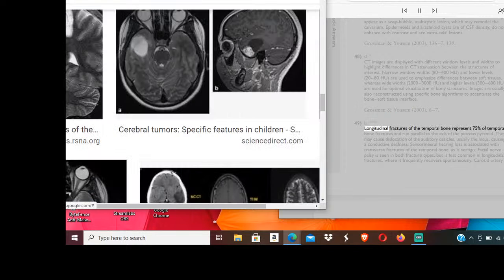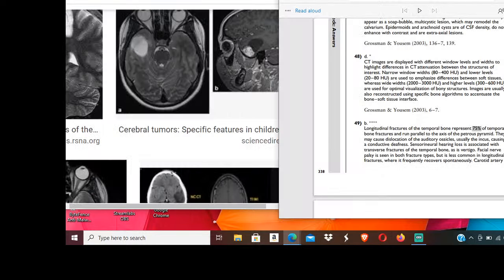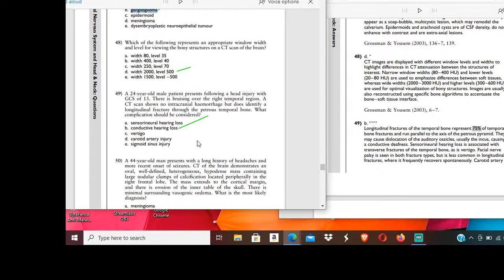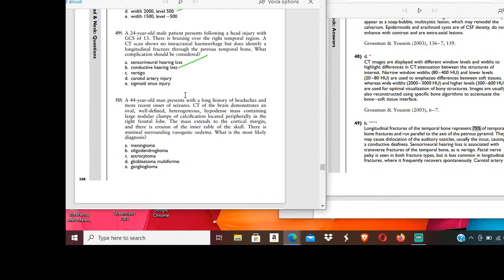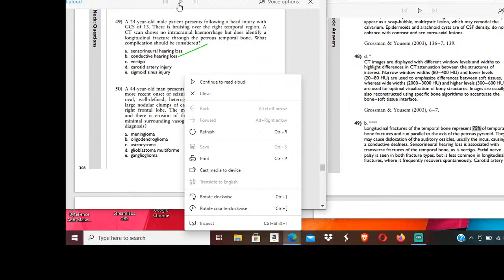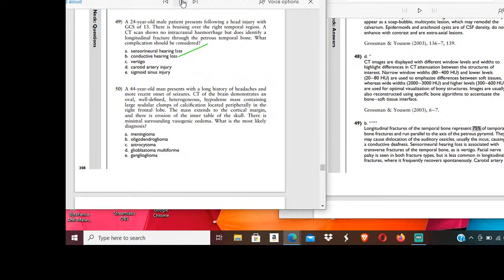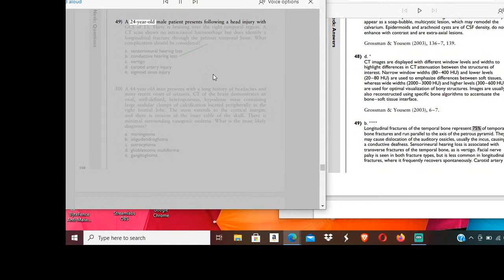49. B. Longitudinal fractures of the temporal bone represent... 49. A 24-year-old male patient presents following a head injury with GCS of 13. There is bruising over the right temporal region. A CT scan shows no intracranial hemorrhage, but does identify a longitudinal fracture through the petrous temporal bone. What complication should be considered?